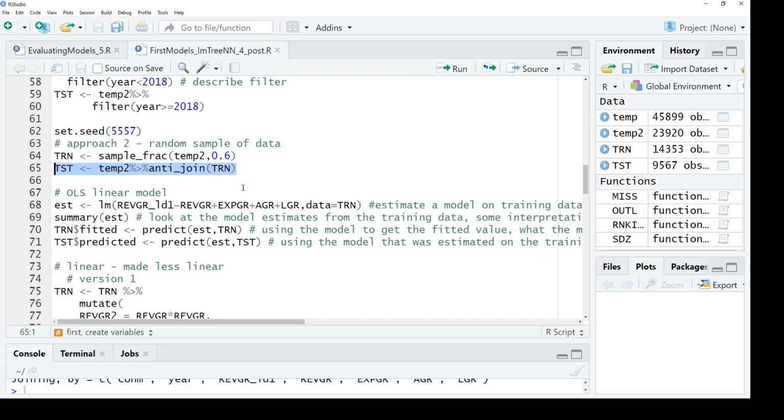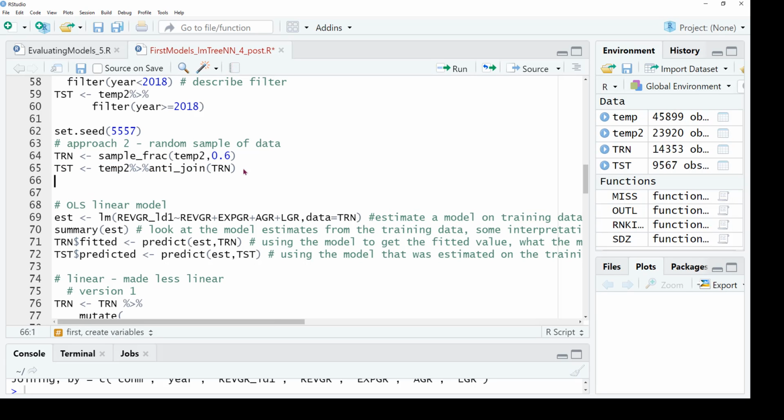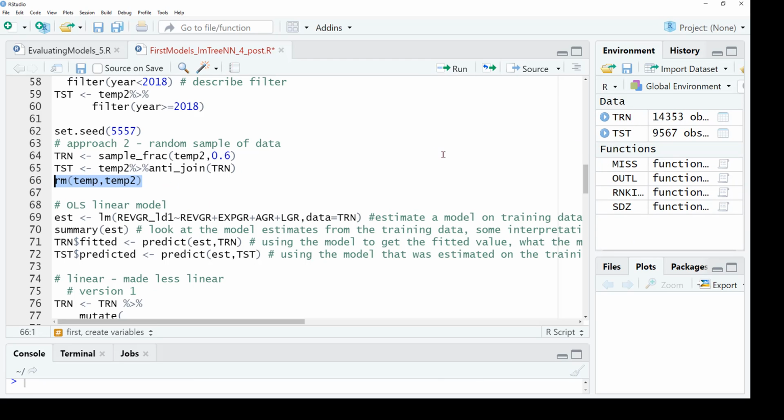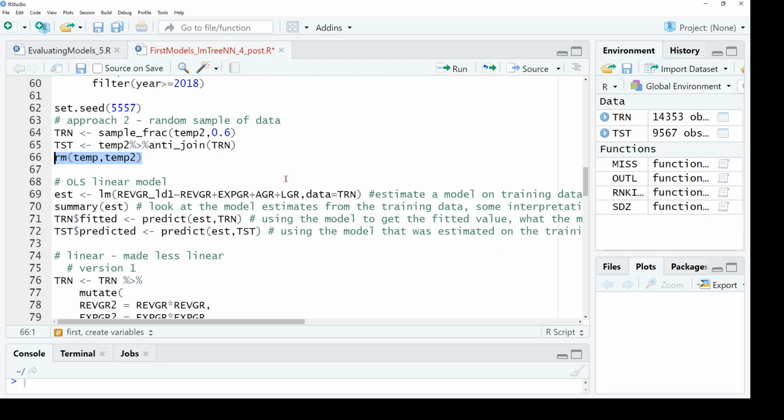And if I'm going to be doing a lot of things that require a lot of RAM and memory, I might just remove some things that I don't need now. So let's say I remove these two data sets that I already worked with. So I remove temp and temp2. Now I just have the training and the testing data. So let's start with our first model.